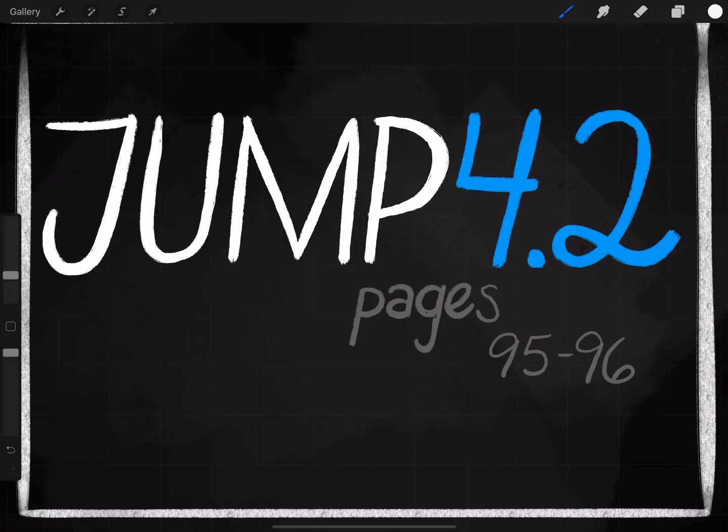Good morning. Today I have our jump lesson for pages 95 through 96. We are learning about factors, and I think this lesson is kind of short. But let me know if you have questions about it. I can add some things to our math document.